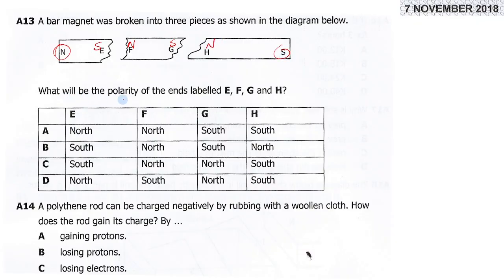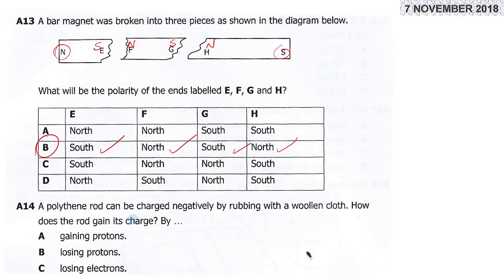So when they ask what will be the polarity of the ends labeled E, F, G, and H, I've already put it here. E is south, F is north, G is south, and H is north. So the answer is B.